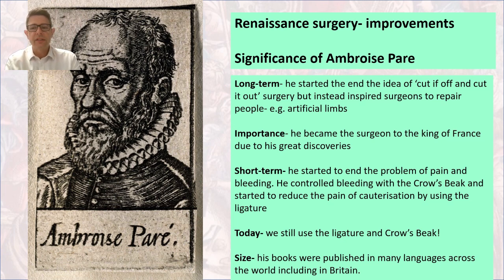Short term, he started to end the problem of pain and bleeding. He controlled bleeding with the crow's beak, and obviously pain of cauterization with the ligature and his oil of roses herbal oil. Okay, today we still use the ligature and the crow's beak. It's still a basic tool of surgeons. And obviously his books were published in many places, so a big size and scale, big impact around the world.